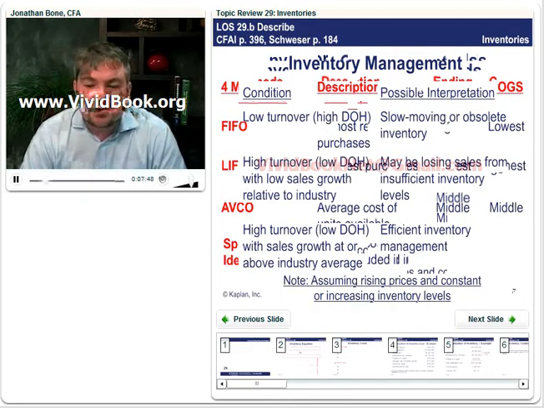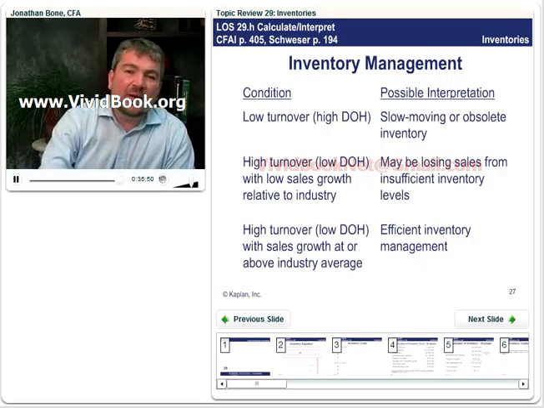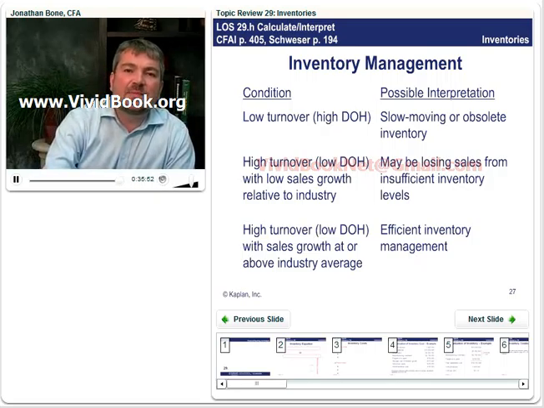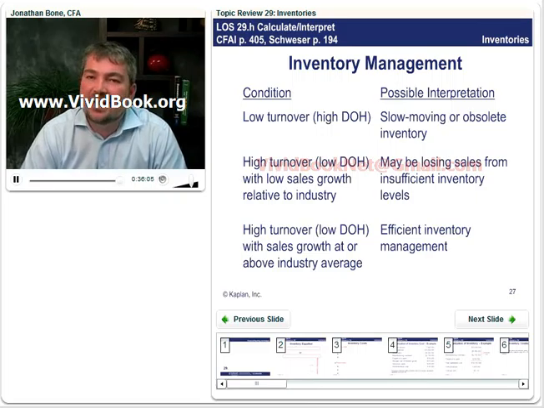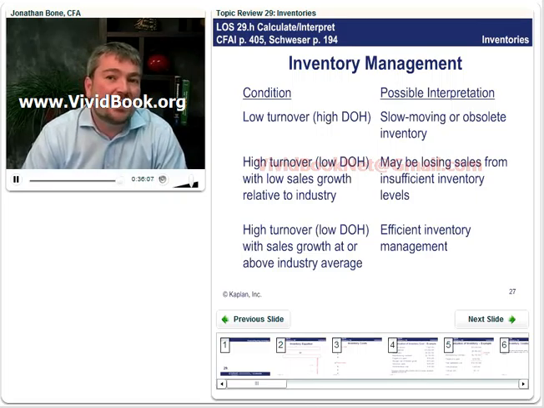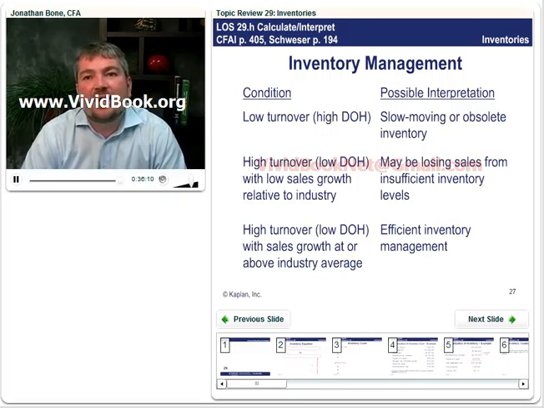Okay, inventory management, in other words, warning signs and things that the analyst should be looking for. What about low inventory turnover? The days of inventory on hand is very, very high. If days of inventory are very high, it could indicate that you are having problems selling your ending inventory. And if you're having problems selling it, it could indicate that you have obsolete inventory, in which case the analyst would be making sure that that inventory has been written down.